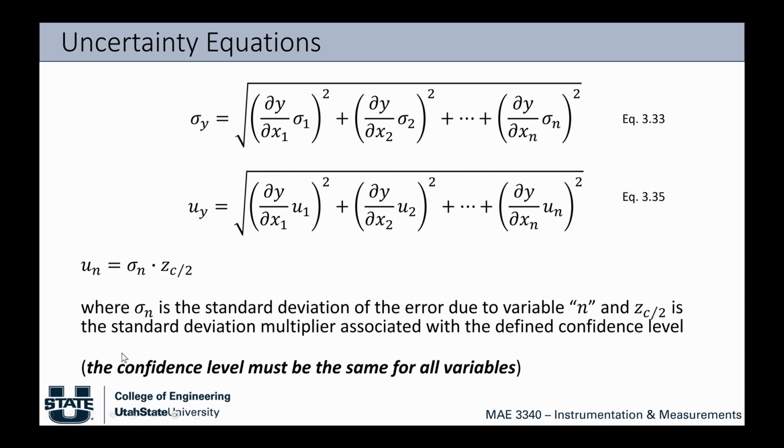So one other note that's very important is that the confidence level, whether it be 95 or 99%, must be the same for all variables. So if they're not, maybe you have this specific variable number 2 at 99 and the rest are at 95, we need to use the table to convert that over to 99% or 95%. So all of these variables are the same. Then you can report your overall uncertainty for this governing equation at one confidence interval.